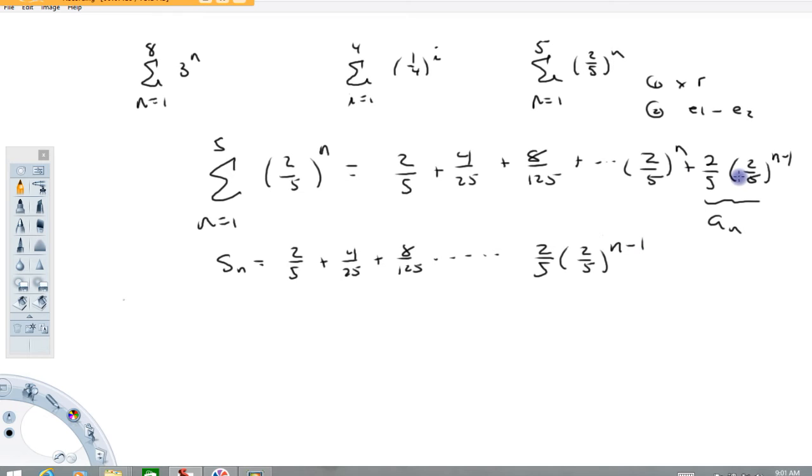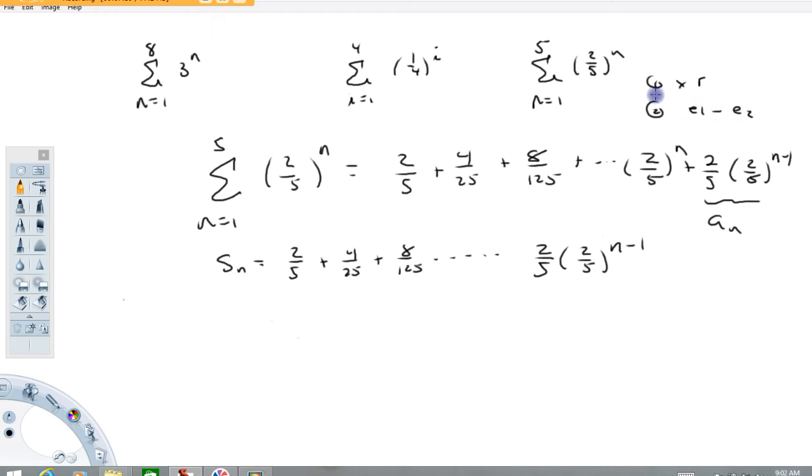Now, the reason I did this is because I want that last term to have the standard geometric form where a sub n is equal to a1 times r to the n minus 1. And we want an n minus 1 here, so this is consistent with how we've been working these problems. All right, so there's my series, and there's my last term.